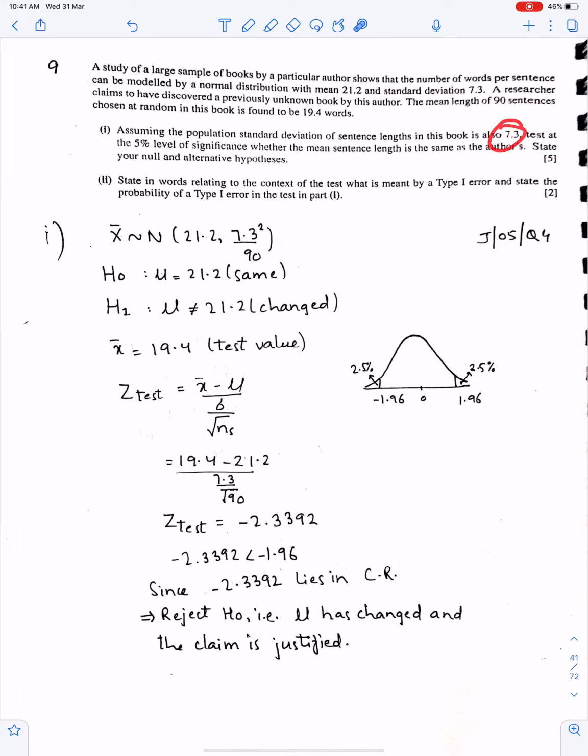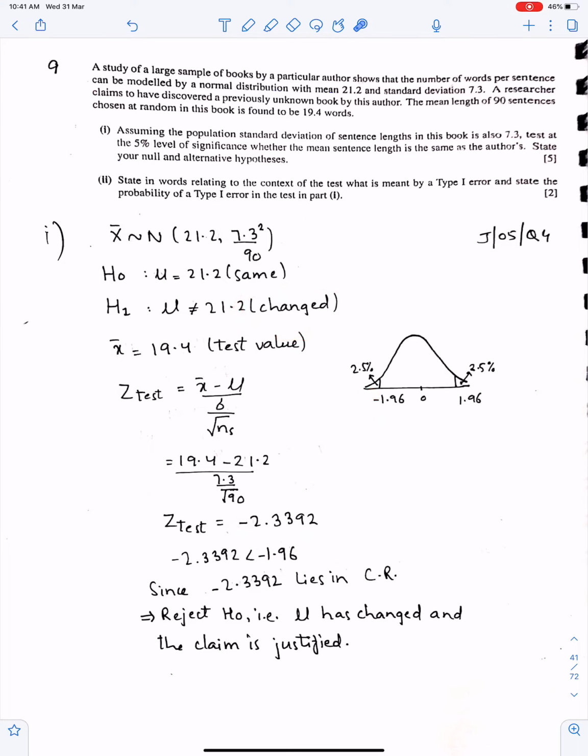No, sorry, this is the standard deviation. The test value is here, 19.4. This is the test value. So we just need to check whether this test value lies in the critical region or not. So minus 2.3392 lies here. So reject H naught and accept the claim. Accept this fact that mu has changed.